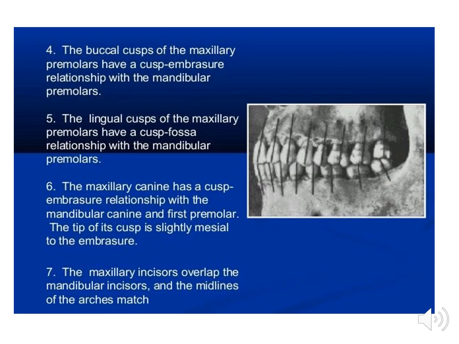Number 6, the maxillary canine has a cusp-embrasure relationship with the mandibular canine and first premolar. The tip of its cusp is slightly mesial to the embrasure. Finally, number 7, the maxillary incisors overlap the mandibular incisors and the midlines of the arches match.